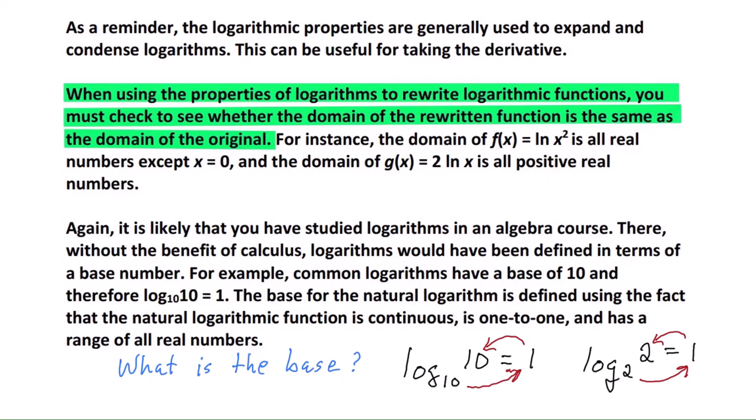Now, I haven't mentioned the base of natural logarithms. I have said that any logarithmic function will cross the x-axis where x is 1.